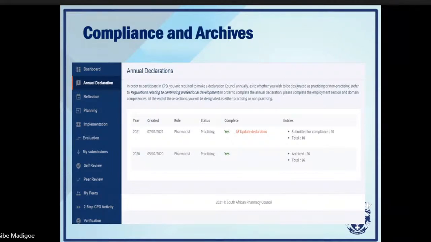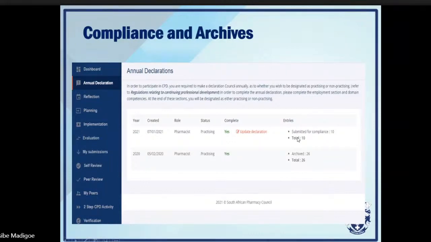So there is no need for you to worry and send us emails to verify if you comply for 2020 or not. So how you check how many CPD activities Council has from you on the system, you go under annual declaration, then it will show you. Like for this one, it is showing that for the year 2020, this person had completed 26 CPD activities. And what we have done is we took all these 26 CPD activities and put them under archives. The sole purpose of this was to create a way for 2021 CPD activities to avoid confusion, so that then the person can start on a clean slate and do their 2021 CPD activities.